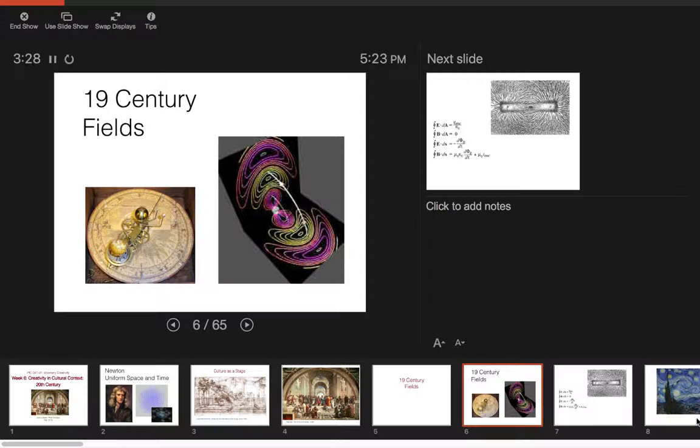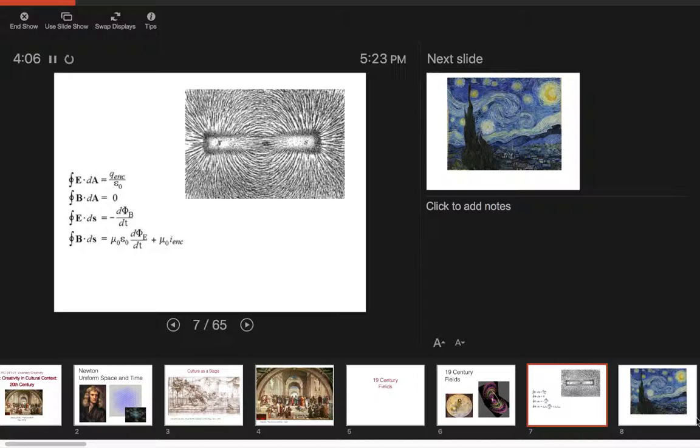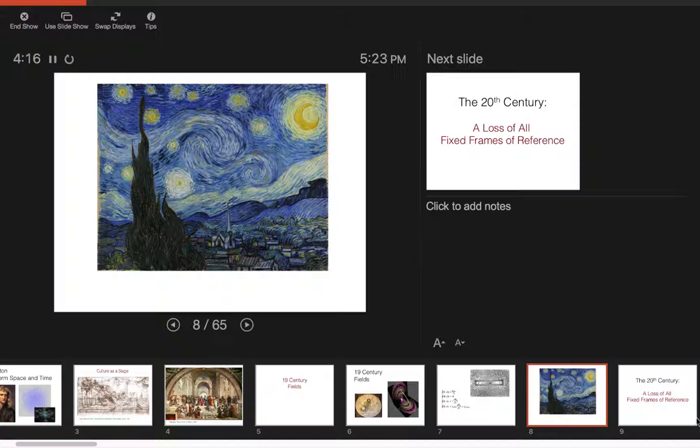But in the 19th century, that clockwork mechanism, which could be modeled in these orreries, so here's the sun, here's the earth, the moon's going around the earth, here's Venus going around the sun, becomes replaced by flux of fields. And as I said before, we can see those fields by putting iron filings on a piece of paper over a magnet. Here's Maxwell's equations describing those fields. And maybe that's what is being manifest in a painting by Vincent van Gogh.